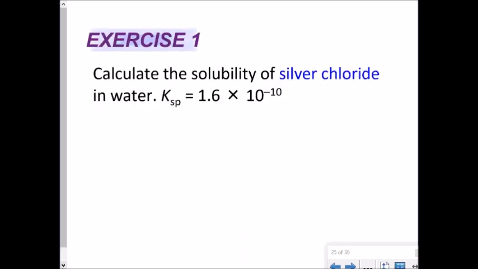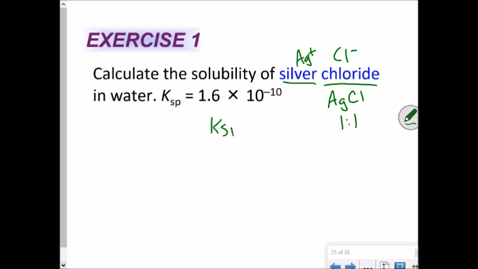Calculate the solubility of silver chloride in water to give us the Ksp. So we want to use the equations we just derived. And what should we do first before we do anything else? Write the formula so we know the ratio. Very good. So silver chloride, silver is Ag with a plus 1, chloride is a minus 1, so this is just going to be AgCl. So what is this ratio? This is the 1 to 1. So now we're going to use the Ksp equals what?